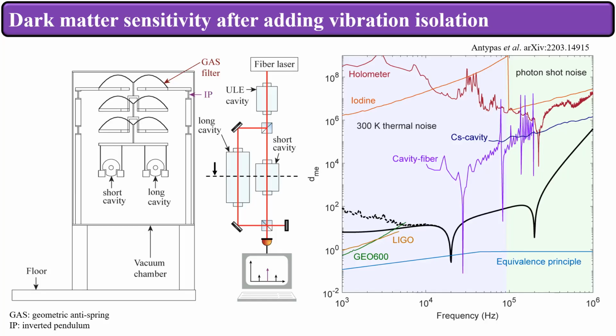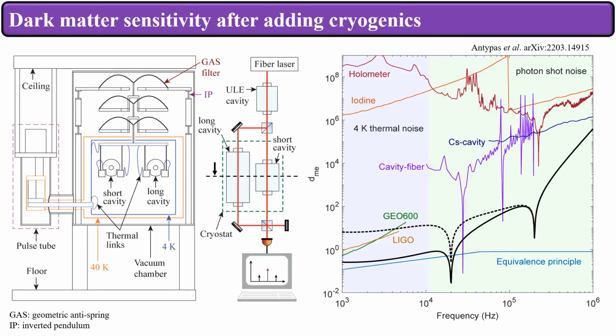The thick black curve drops further, and now we're only limited by room temperature thermal noise and shot noise. The obvious next step is cooling down the apparatus. So, we put the vibration isolated setup in a 4 Kelvin closed cycle cryostat and get a significant boost in sensitivity as we're now limited by 4K thermal noise and shot noise.